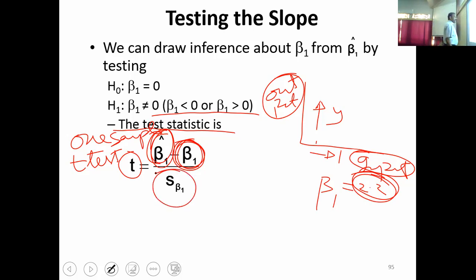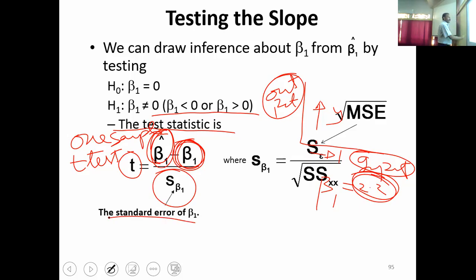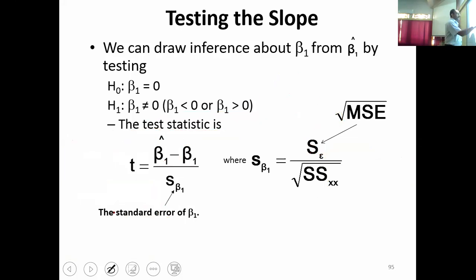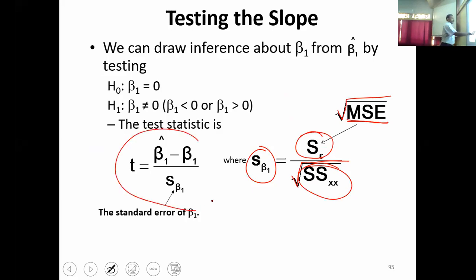It can be any value. And this is the standard error of beta 1, which is based on the mean square error from the ANOVA table. Take the square root of the mean square error, that is S E, divided by the square root of the sums of square. This is basically called the sums of square. So this formula you can realize and do the testing.